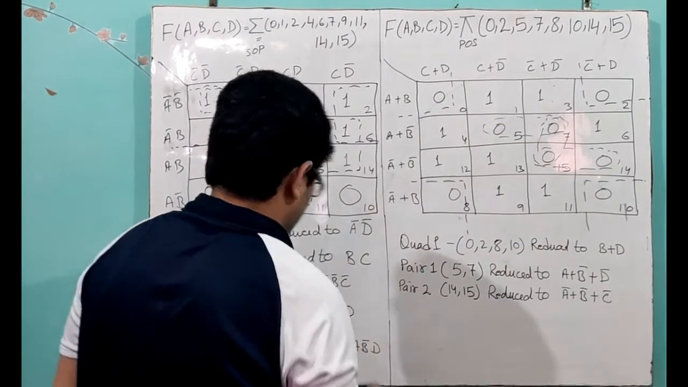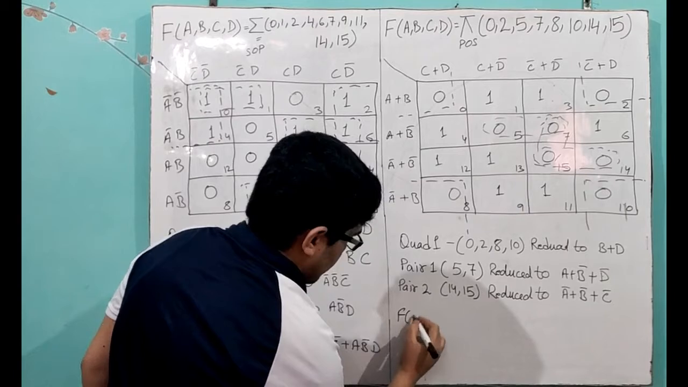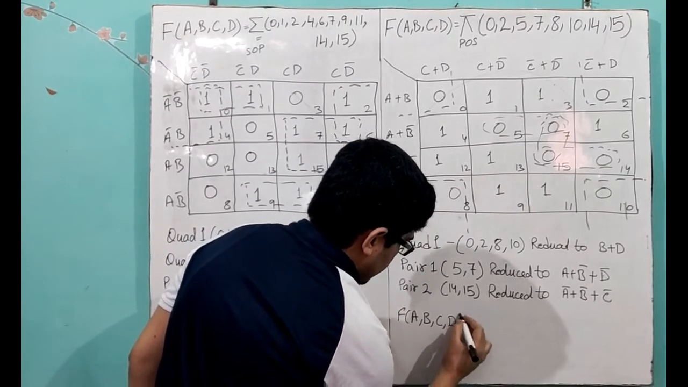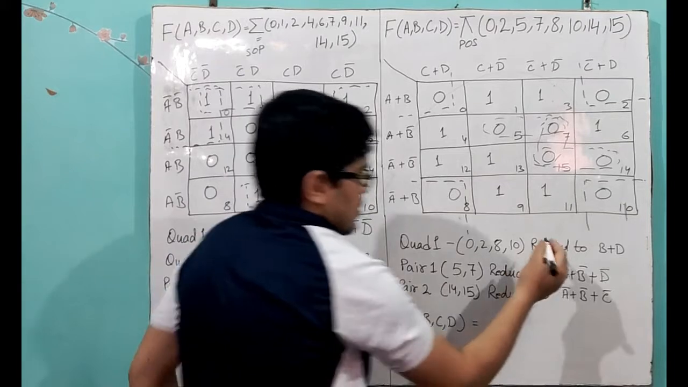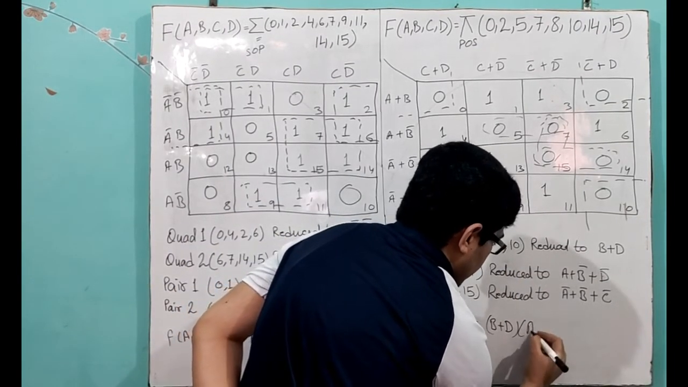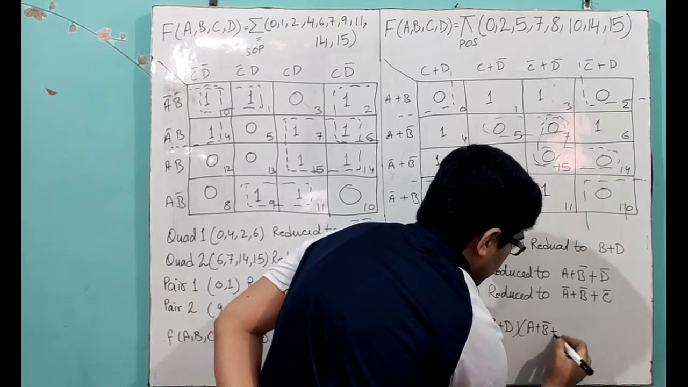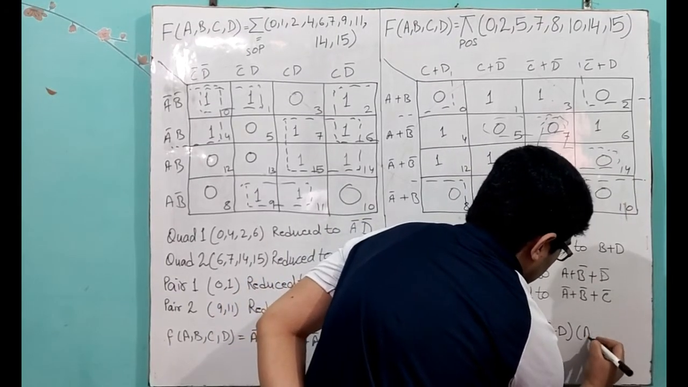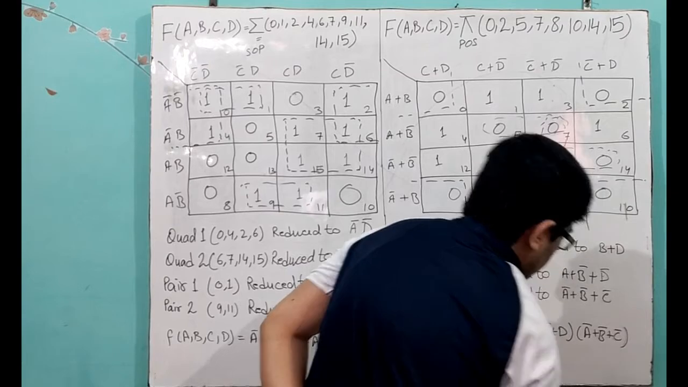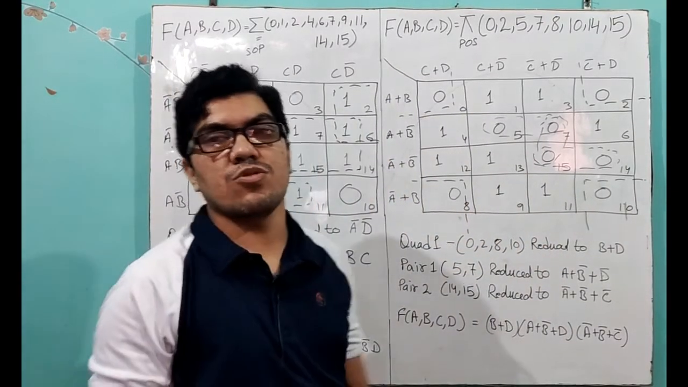So now we come to the solution. F(A, B, C, D) is equal to B plus D, A plus B bar plus D, A bar plus B bar plus C bar. So friends, this is the solution.